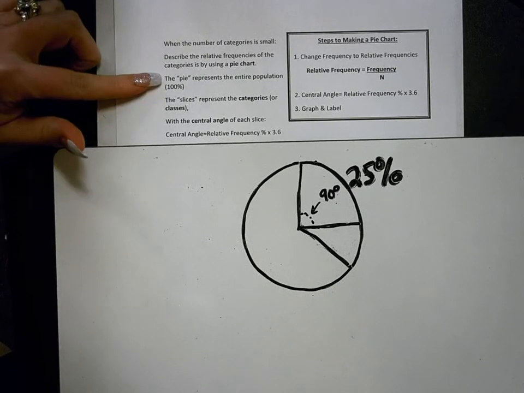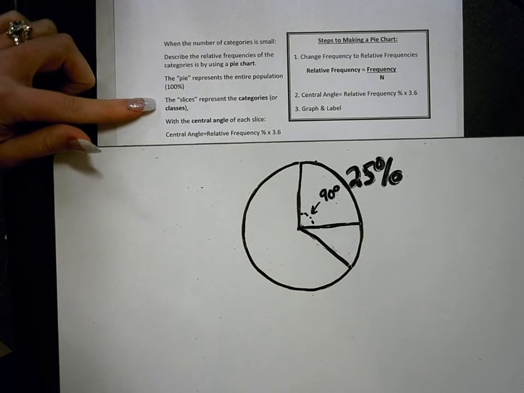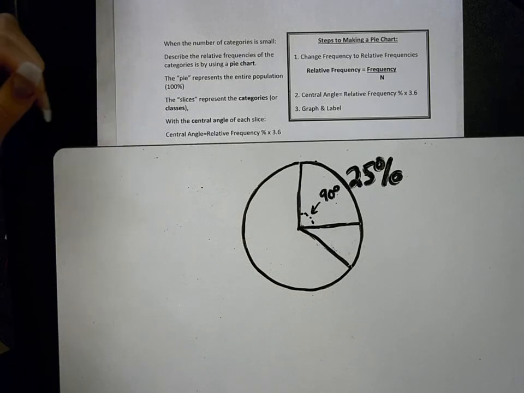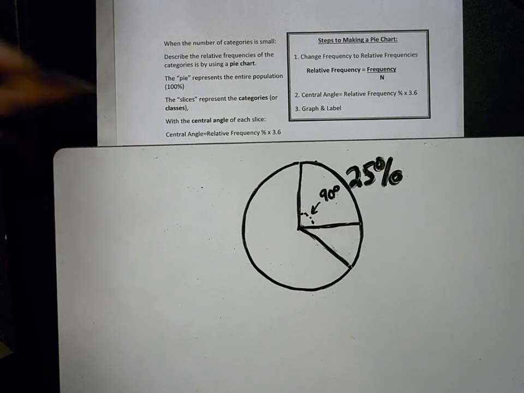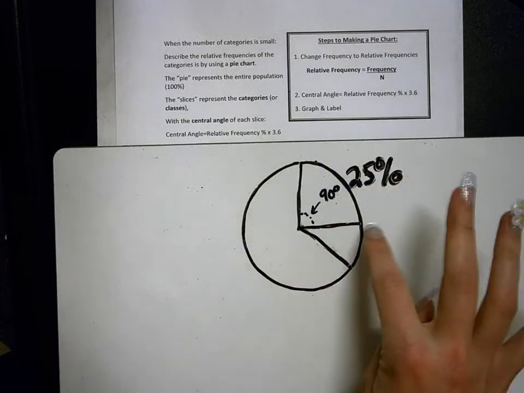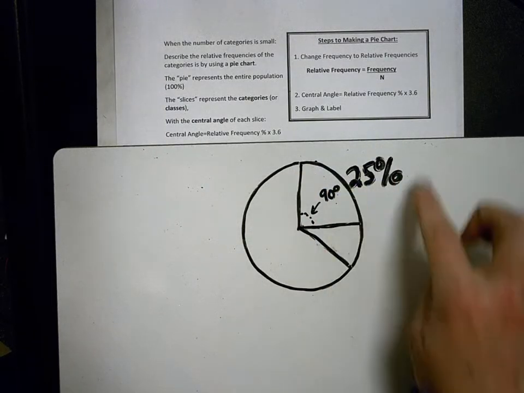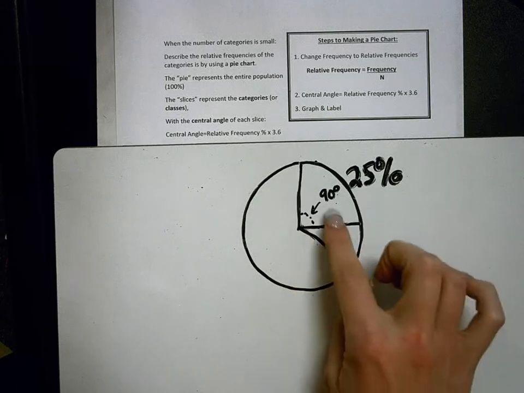The pie represents the entire population, or 100%. The slices represent the categories or classes, with each slice having a central angle. Now, a central angle is the angle that each slice is. So let's say a slice is 25%. Well, that corresponds with a central angle of 90 degrees.